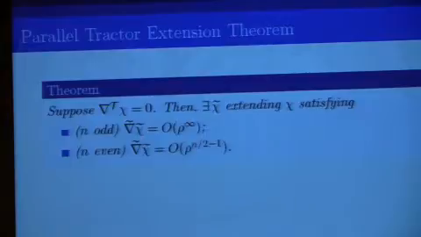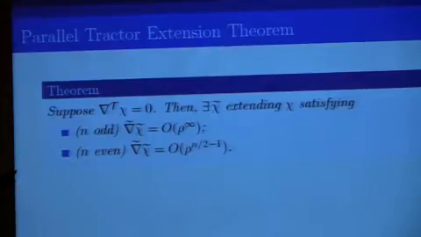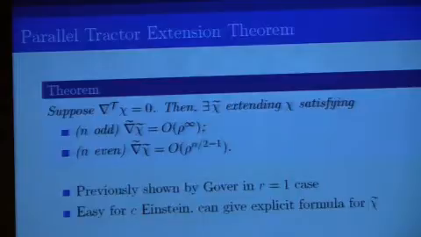So suppose we have a parallel tractor tensor, then the parallel tractor extension theorem says that we're always guaranteed that there's some extension that is parallel up to some order. And that order, again, depends on parity. This is another example of what Mike mentioned earlier this morning when he said that conformal geometry is very different in odd and even dimensions.